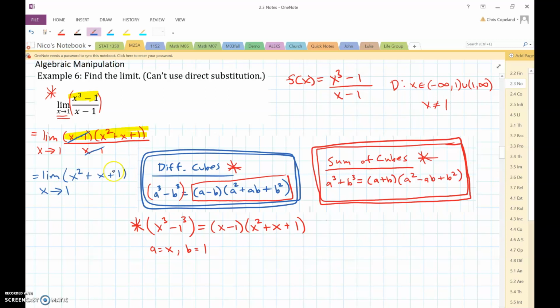Now if you look at this function, this is a quadratic function. The domain here is all reals. So now I can do direct substitution. Okay, so this would be equal to, let's see, f of 1 equals 1 squared plus 1 plus 1, which would be equal to 3. So this limit here is equal to 3. Okay?